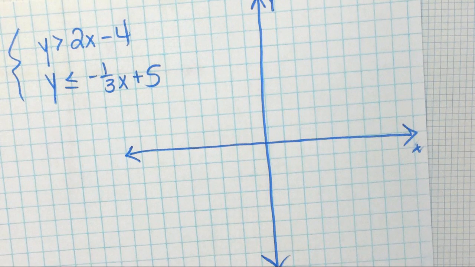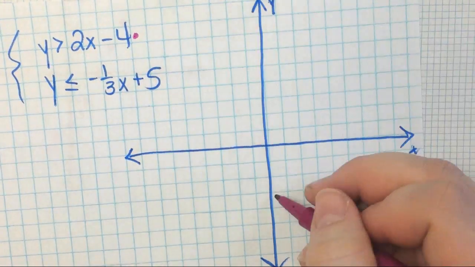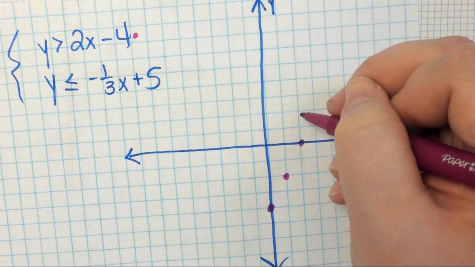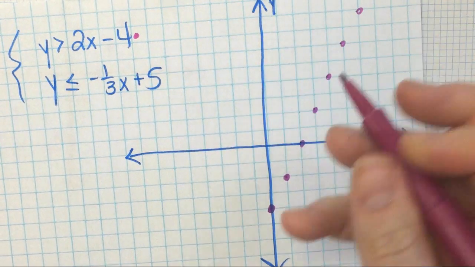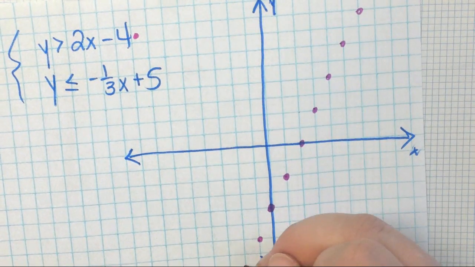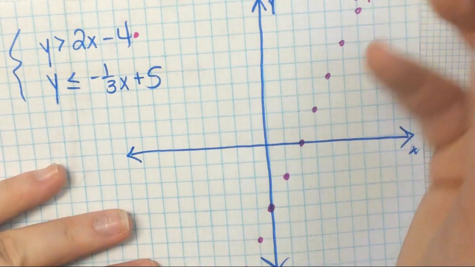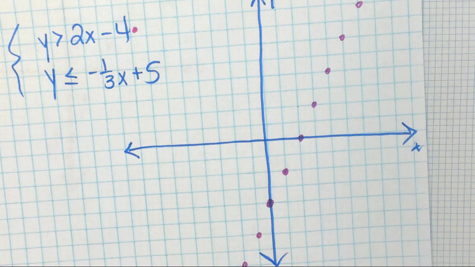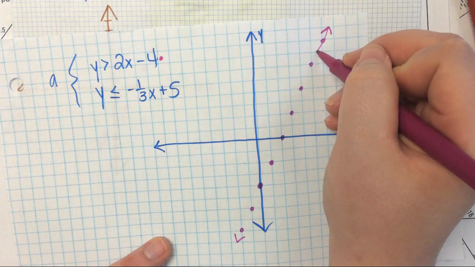So for the 2x minus 4, I'm going to do it in pink. Go down to -4. Go up 2 over 1. Up 2 over 1. Up 2 over 1. Much easier. Oh my gosh, I hate the tiny graph paper. It was free. Otherwise, I would chunk it. Okay, do I do a solid line or a dash line? Dash. Okay, so I do a dash line, and then where am I supposed to shade?